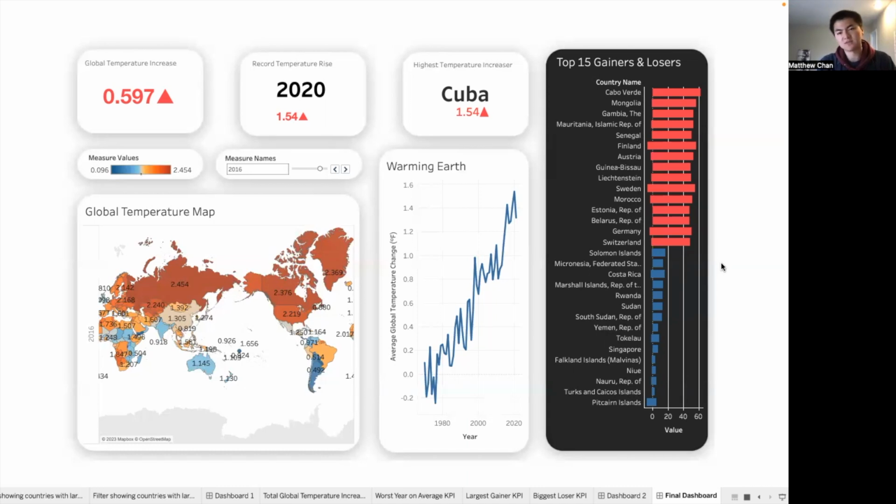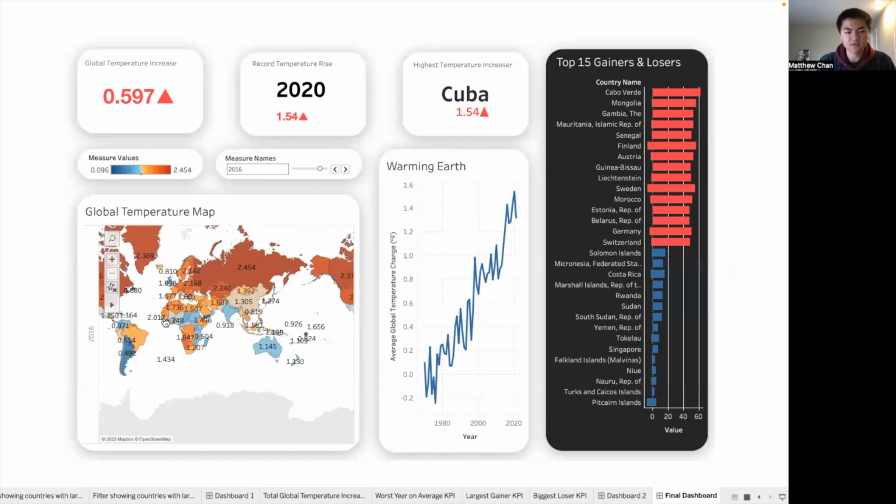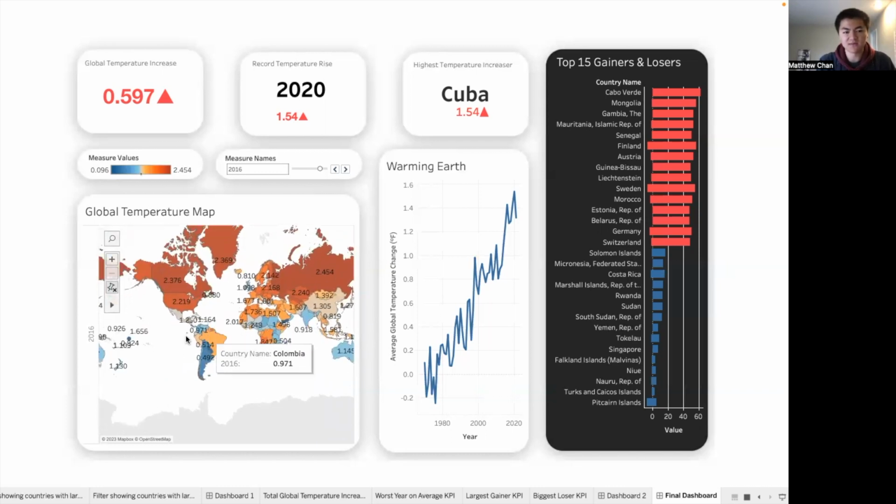I went on a map just to see where all these countries were. And what I found is that most of them were actually based around the equator. And what this shows is that, as we know from research as well, the ocean is one of the largest heat sinks and carbon sinks that we have on Earth.